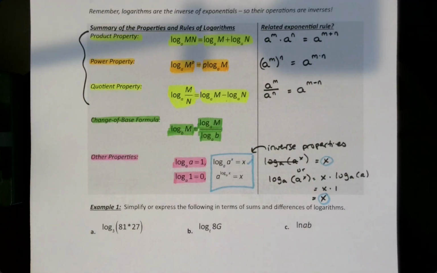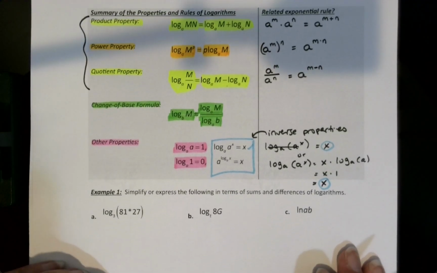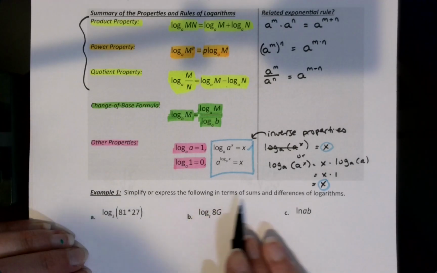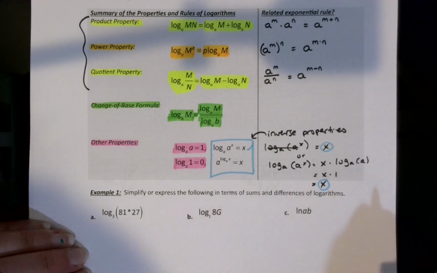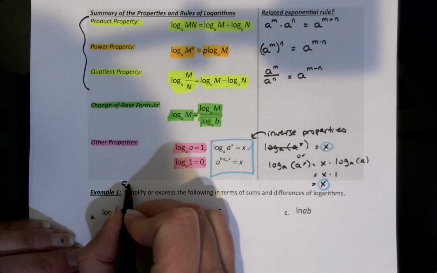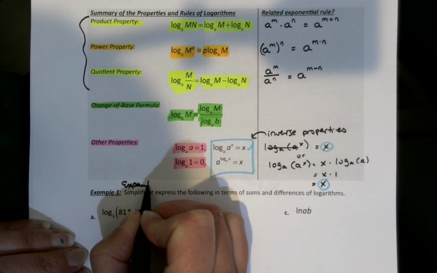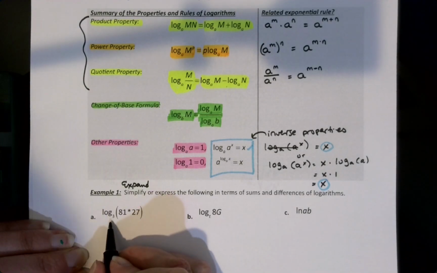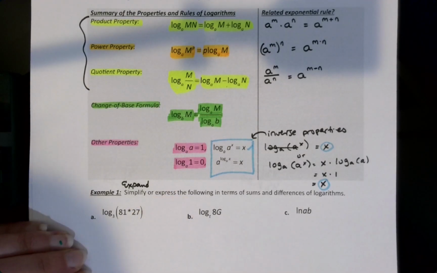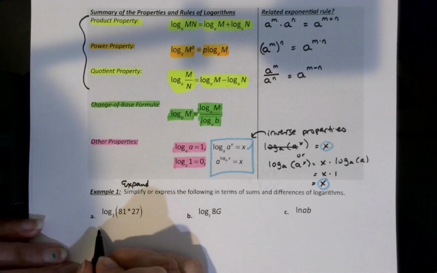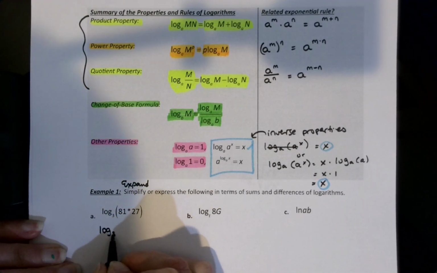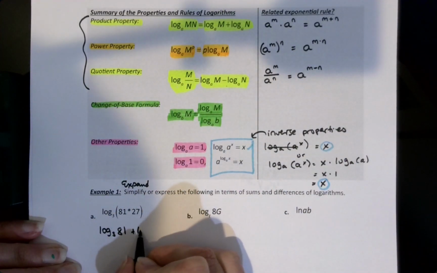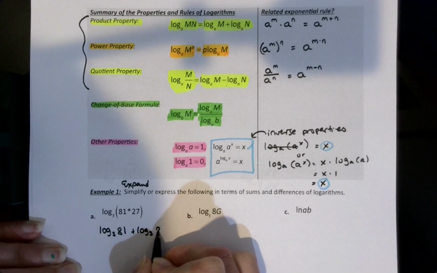Okay, so we've got a bunch of properties here. Let's go ahead and use some of these. So in number 1, we're going to simplify or express the following in terms of sums and differences of logarithms. So we're being asked to expand into a sum and difference of logarithms. This is log base 3 of 81 times 27. It is a multiplication, so I'm going to separate this into log base 3 of 81 plus log base 3 of 27.